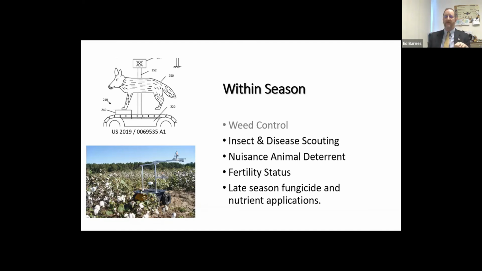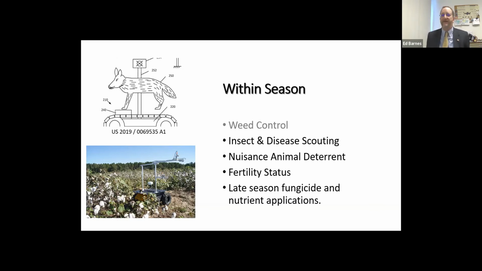cameras on it, it can definitely provide information from disease and scouting, even look at fertility status. It even introduces the possibility of putting on some late season fungicides where we could spray from under the canopy, or late season nutrient applications where it may not be feasible to drive equipment through the field.